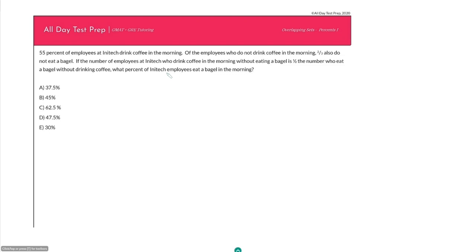So the first step in any overlapping set question is identifying that you have an overlapping set scenario, and we have that here. We have two groups of people. We have coffee drinkers, and we have our bagel eaters. And everybody at Initech has two options. They either are coffee drinkers or they are not coffee drinkers. And everybody is either a bagel eater or not a bagel eater.